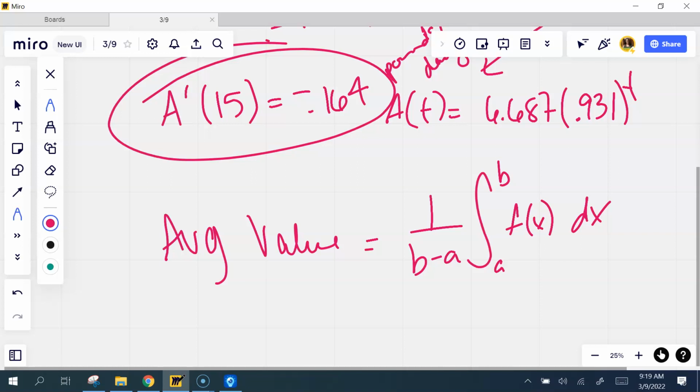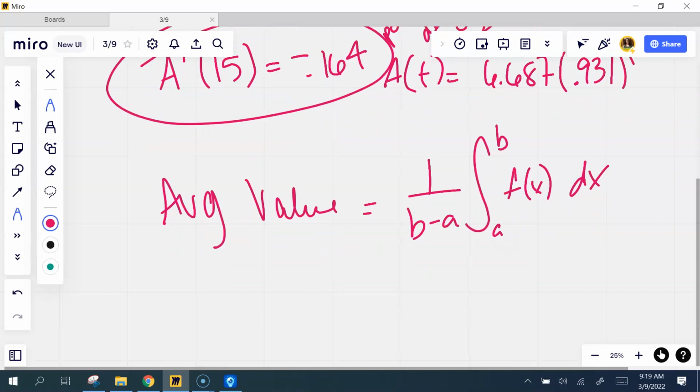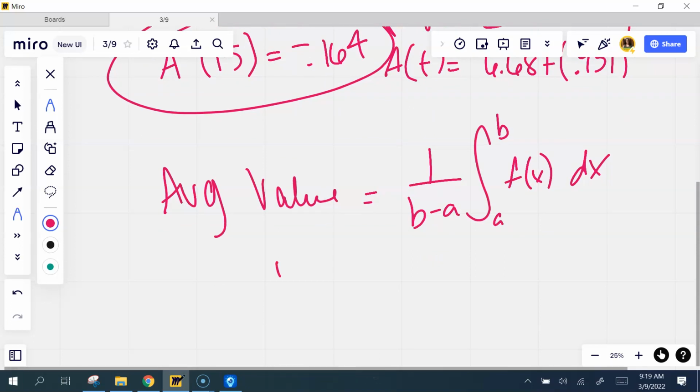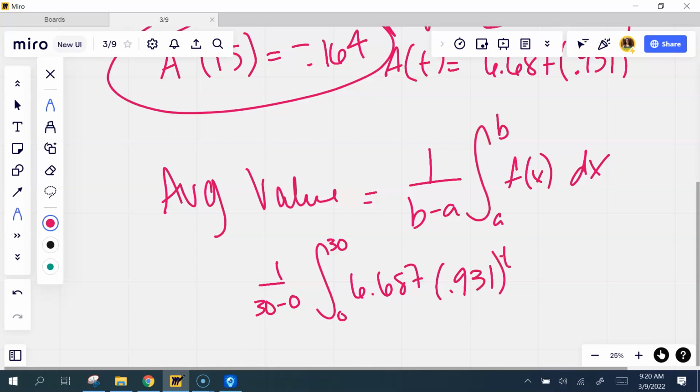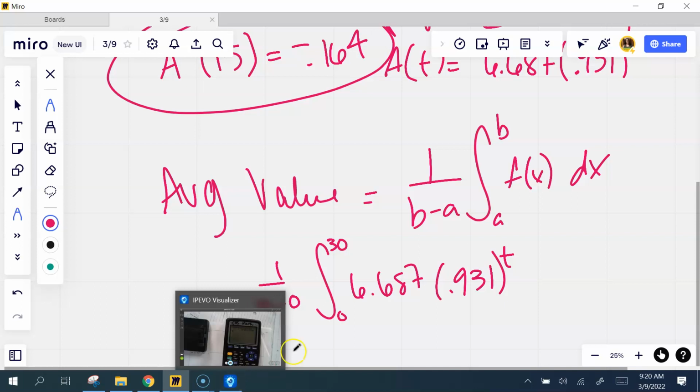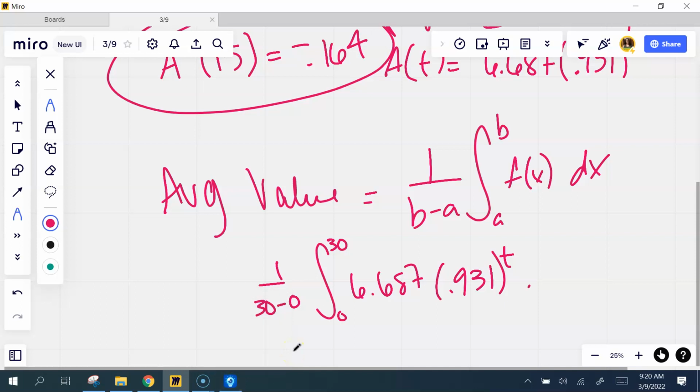Okay, but average value, so 1 over b minus a, again, this is a calculator problem. So all I have to do is say 1 over 30 minus 0 times the integral from 0 to 30 of, and then I put the function here. But again, I did this on my calculator. This equation was still plugged in my y equals. I always show my setup because sometimes you get a point for the setup.